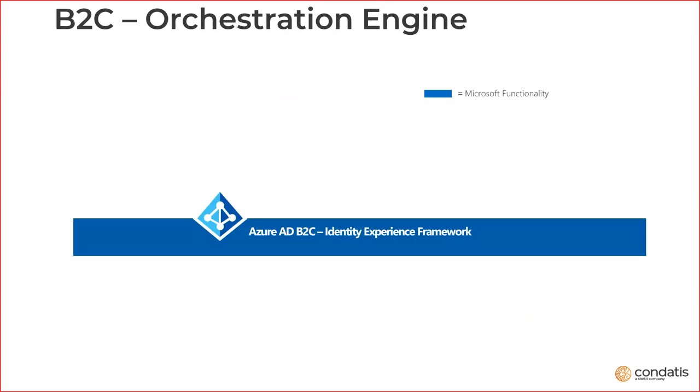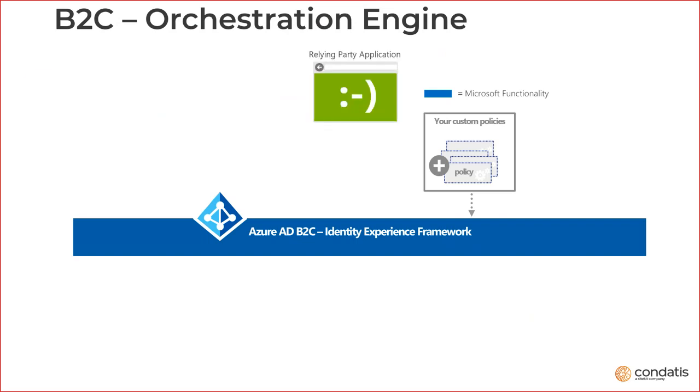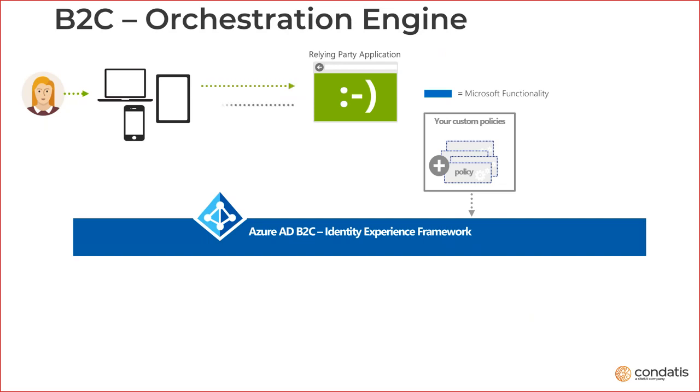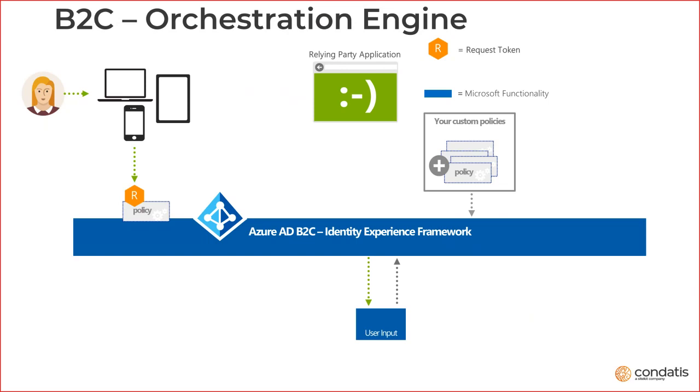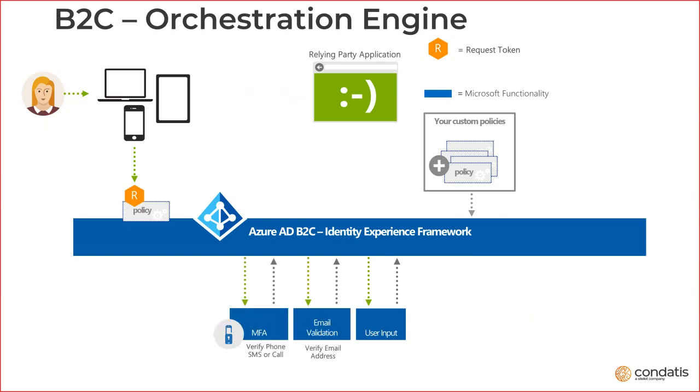The B2C orchestration engine runs in the identity experience framework. It's what takes the custom policies that you upload and actually executes the steps that they define. So as mentioned earlier, your relying party requires a user to authenticate. The user accesses the relying party and is redirected to B2C with a request to authenticate using a particular policy. That policy might require some user input. That user input might need to do email validation. It might need to do multi-factor authentication to prove that the user either owns an email address or that the phone number that they've entered is valid.